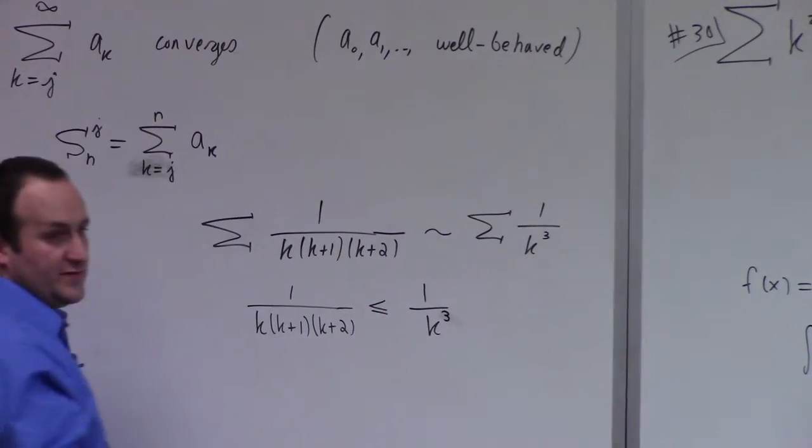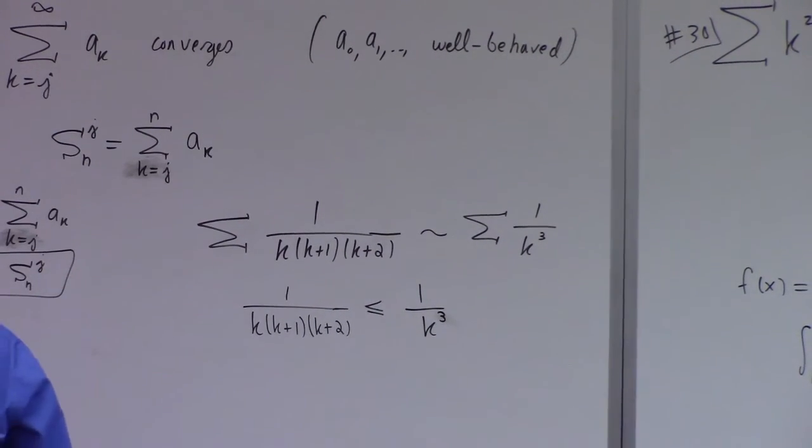So that converges. So something larger than the given series converges. So yeah, by basic comparison, p equals 3. Convergence, yeah.